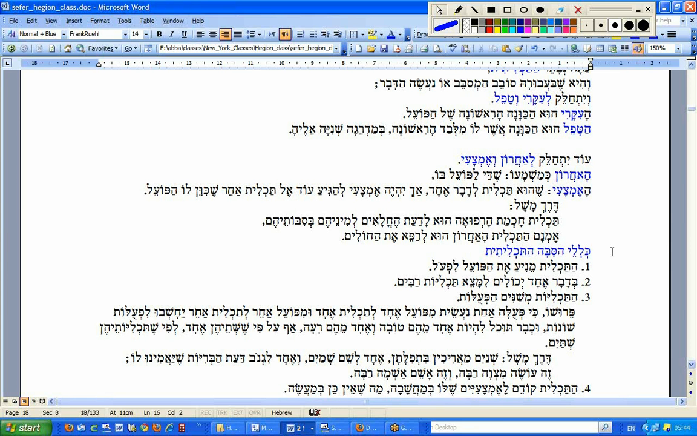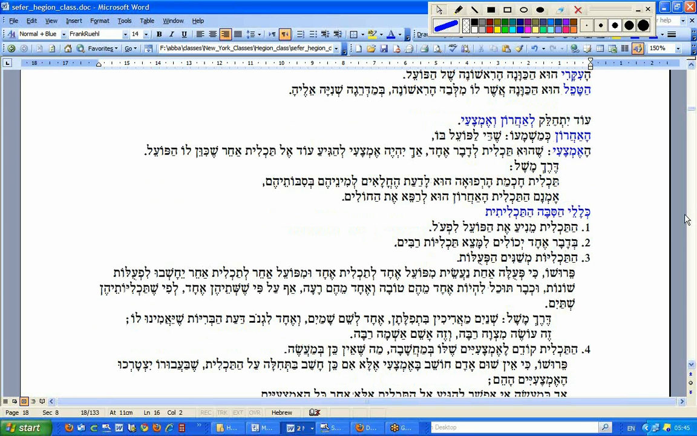And it could be that even though the people do the same action, because they have different tachlis and they have different goals, one will be considered a good act and one will be a bad act. Afal pi sheshteihem echad, even though they're doing the same act. Lefi shetachlisehen shtayim, because they have two different goals. So you can have the same act done with two different goals that'll come out to be a different act.